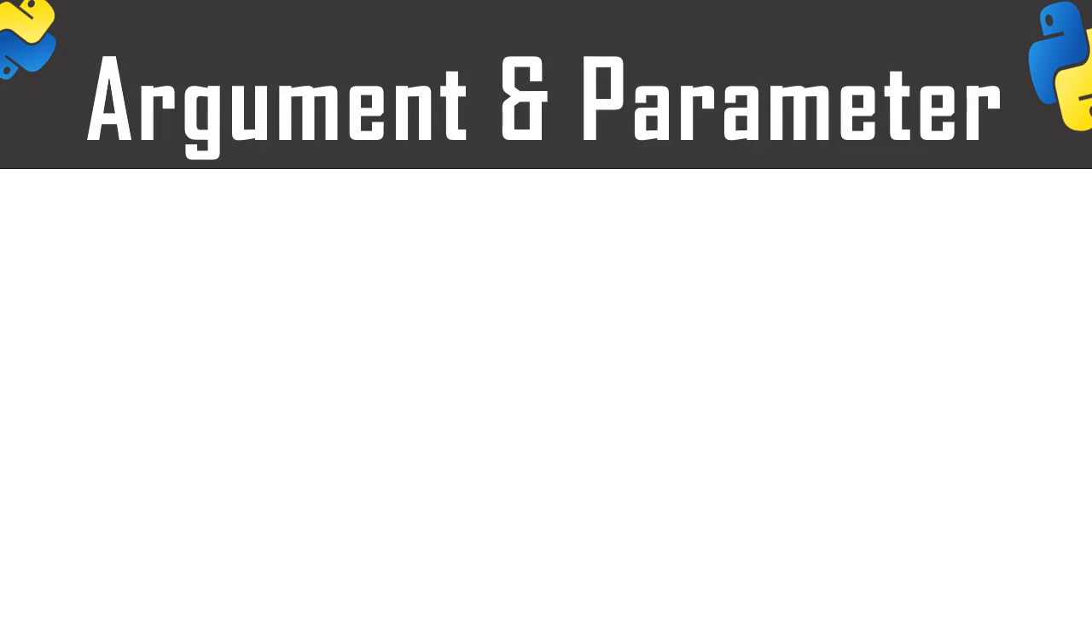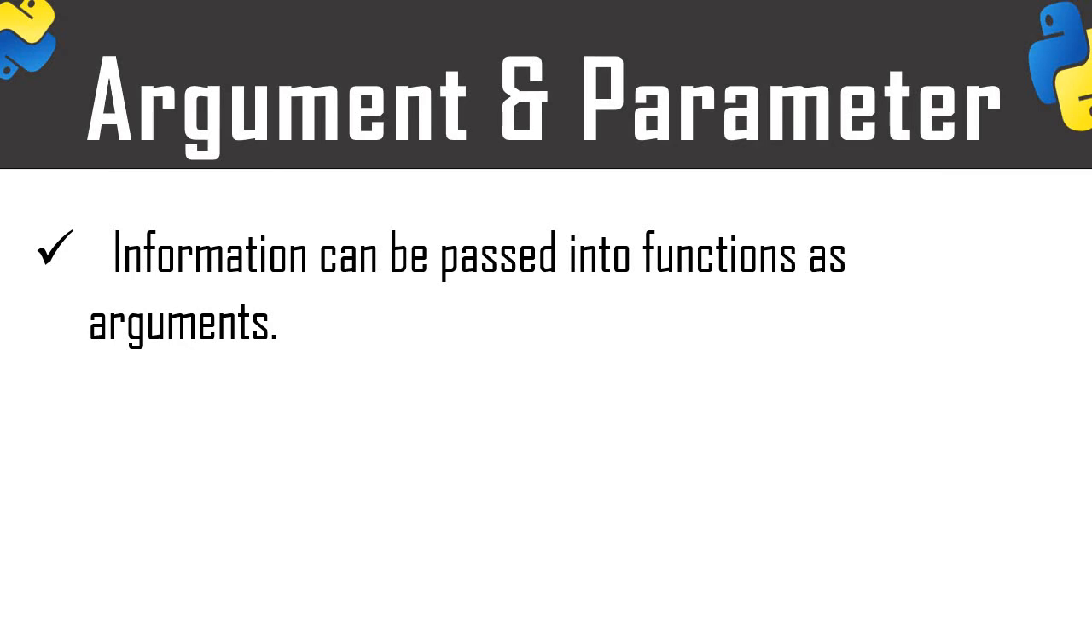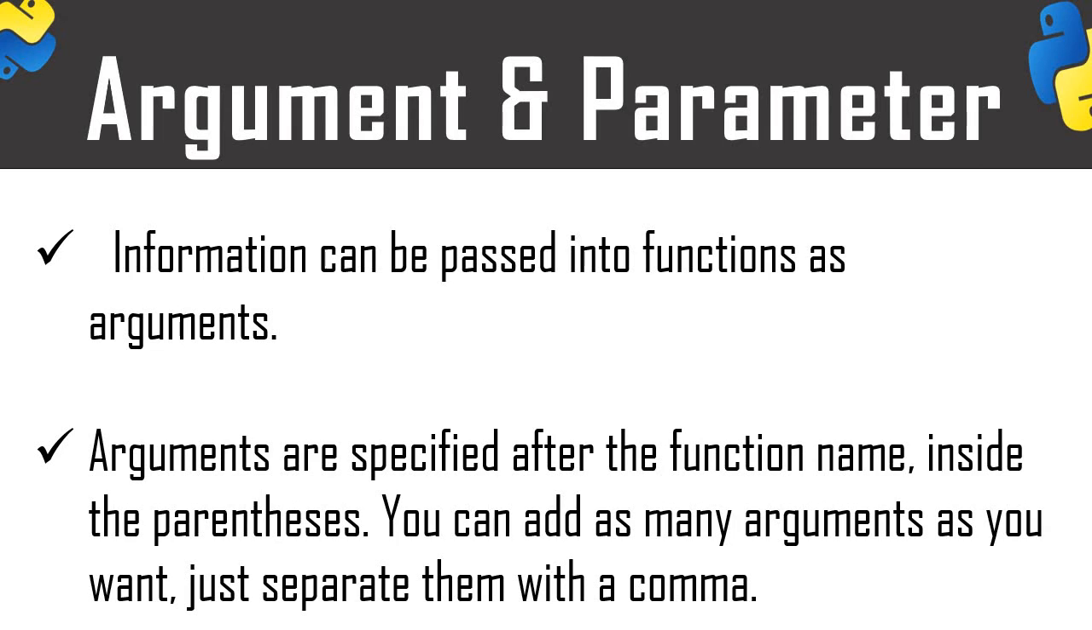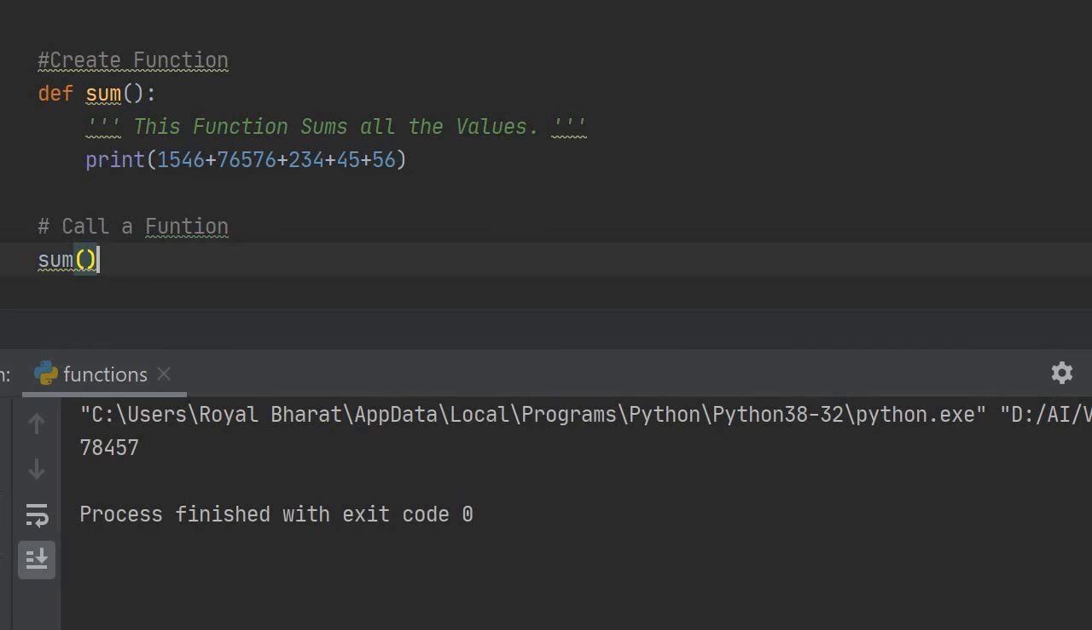Now let's move deeper into functions. What are arguments and parameters in Python functions? We can also pass some information into our functions. This information is known as Python function arguments. Arguments are specified after the function name inside the parentheses. Parentheses are the round brackets, and we always write our arguments inside those round brackets. You can add as many arguments as you want, you just need to separate them with a comma. Let's try to implement this.